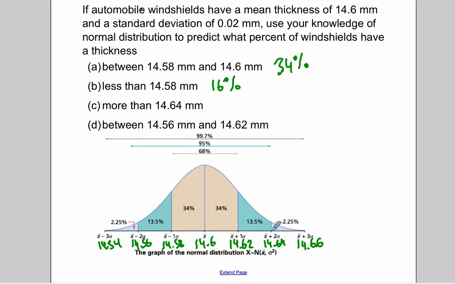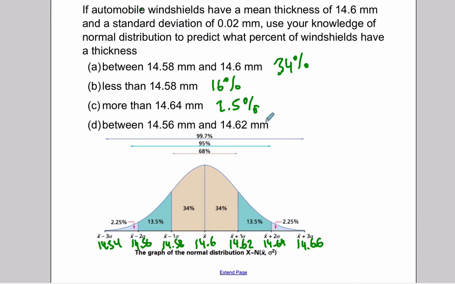Now, more than 14.64, recall that 95% of the population lies between two standard deviations below the mean and two standard deviations above the mean. So what we're asking in this question is what percent of the population will be greater than two standard deviations above the mean? Well, recall that if this is going to be 95, well, then we're going to have 2.5% above two standard deviations and 2.5% below. And remember that there are even outliers beyond the three standard deviations. So the answer then is 2.5%.